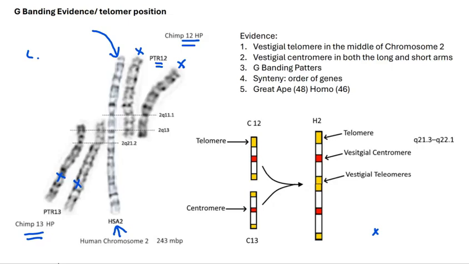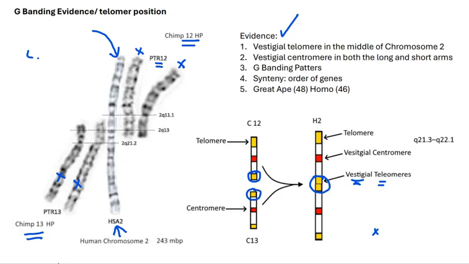When we look at the detail, the evidence for this comes from the presence of what are called vestigial telomeres in the middle of chromosome 2, which is in this position here. Now, vestigial means a structure which was present in an ancestral population, but which is no longer functional in the descendants. So this vestigial telomere on human chromosome 2 is no longer functional as a telomere. But we can trace that back to the ends of chromosome 12 and chromosome 13.